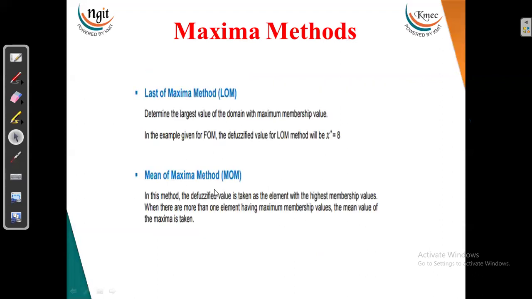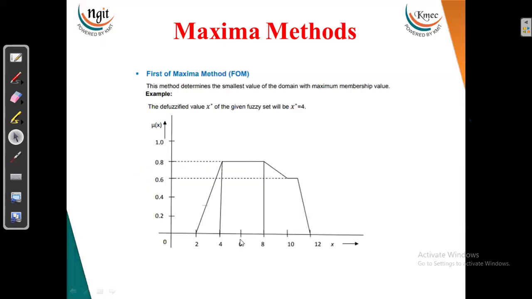And the third one is mean of maxima. What is the mean of maxima? You have to take the first and last, and finally you have to calculate the mean. So if I take here, first of maxima is 4, last of maxima is 8, we have to calculate the mean of this particular 4 and 8. So this completes our defuzzification methods.